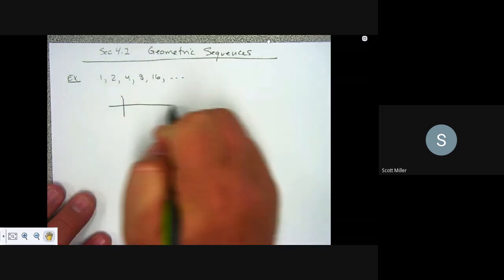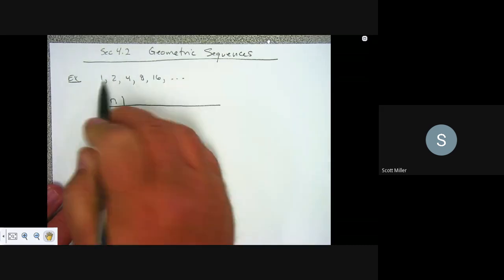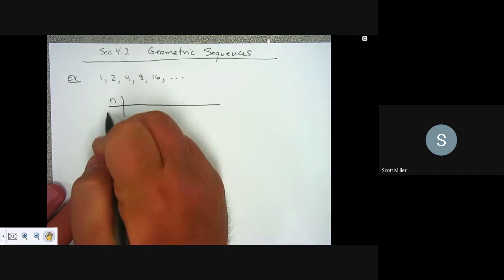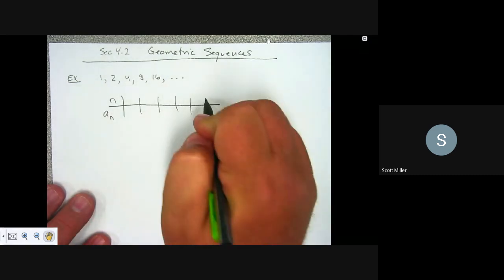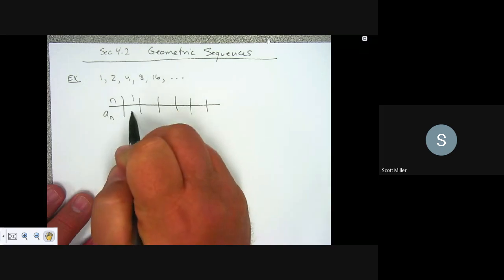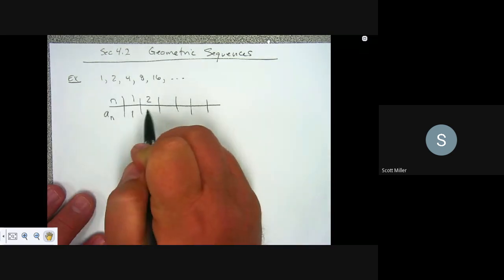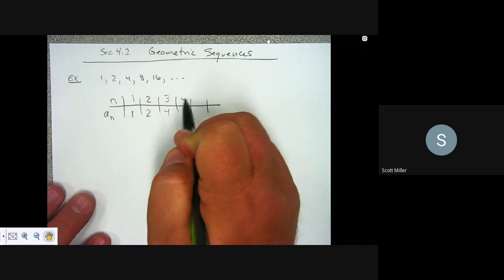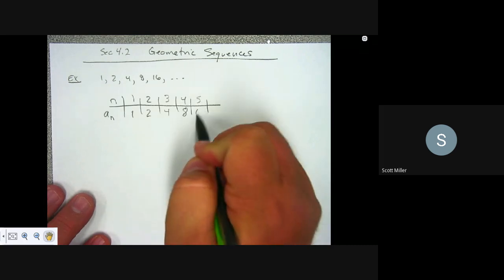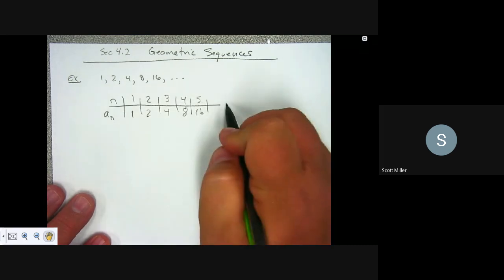So if I lay this into a table, n being the term number that it's in, a sub n being the value, which is what we see right here, I can see that the first term is a 1, the second term is a 2, the third term is 4, and then the fourth is 8, the fifth is 16, and this can actually continue on out.